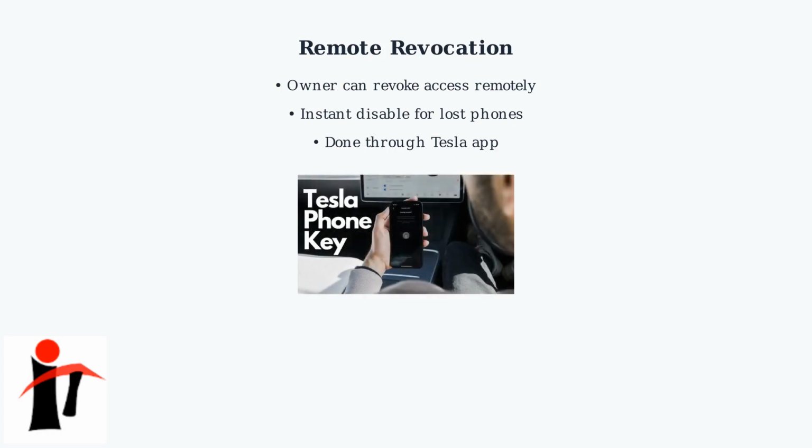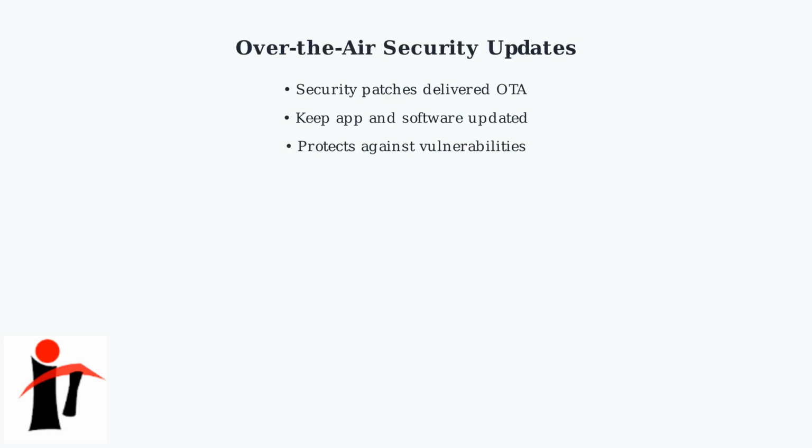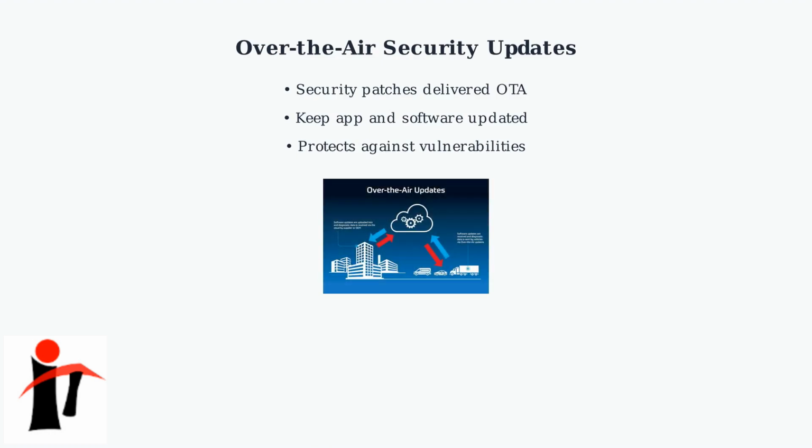If a driver loses their phone or should no longer have access to the vehicle, the owner can remotely revoke the phone key through the Tesla app. This instantly disables the key on that device, preventing any further access to the car. Security patches are delivered over the air through Tesla's update system, so it's crucial to keep the app and vehicle software updated. This ensures the latest security features are always in place to prevent potential vulnerabilities.